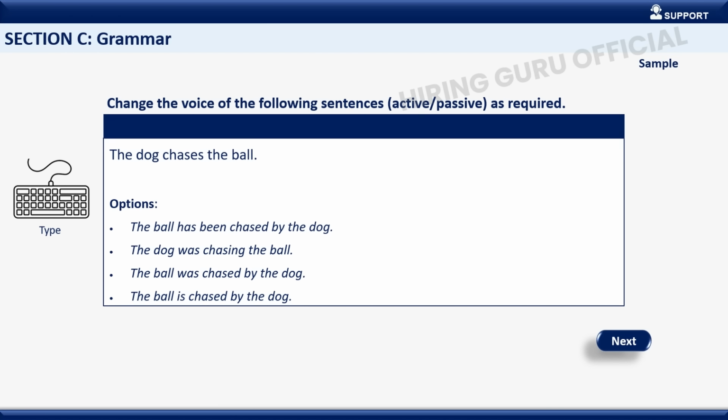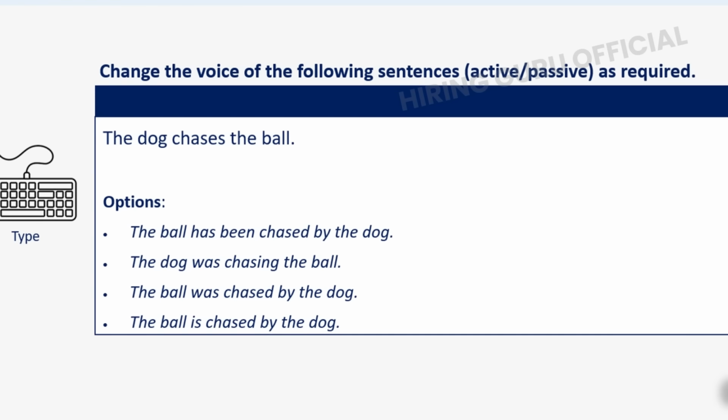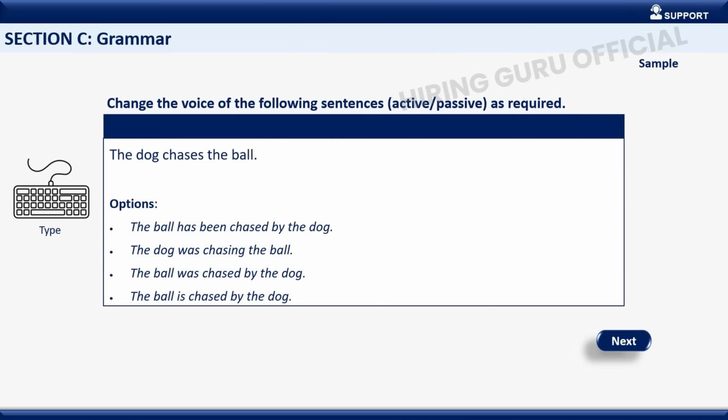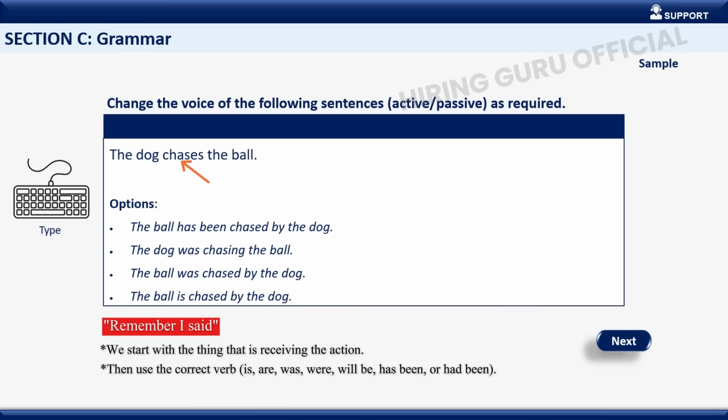Now, in the active voice, the sentence says, the dog chases the ball. But when we change it to passive voice, it becomes, the ball is chased by the dog. Let me explain how it works. To change a sentence, we start with the thing that is receiving the action. In this case, it's the ball which is receiving the action. And since the action is happening in the present, we must use is for present tense.